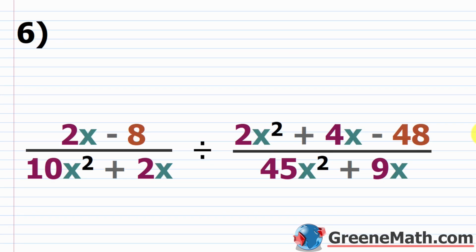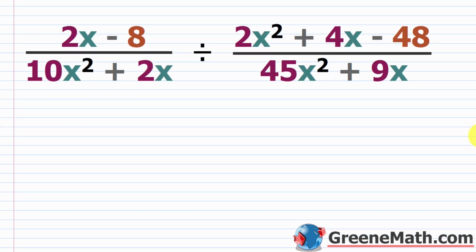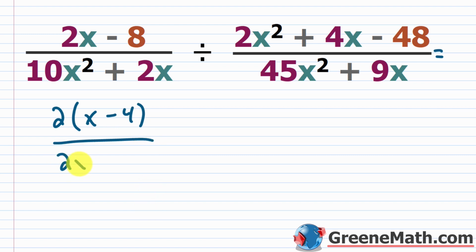Let's look at problem number 6. So we have 2x minus 8 over 10x squared plus 2x divided by 2x squared plus 4x minus 48 over 45x squared plus 9x. So let me take this guy. The first one I can factor out a 2. I'd have x minus 4 inside. From the second one, I could pull out a 2x, and that would give me 5x plus 1. So this is factored and this is factored. At this point, I could cancel a 2 with this guy and this guy and get rid of that.